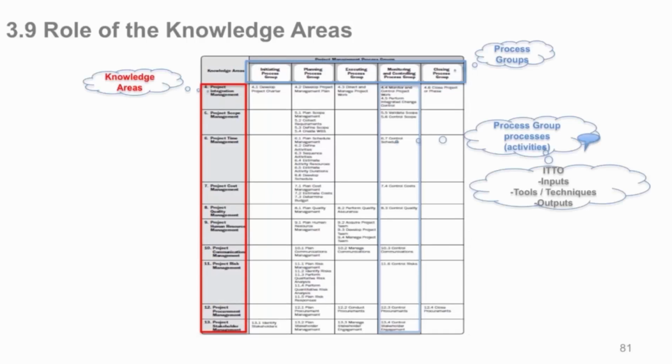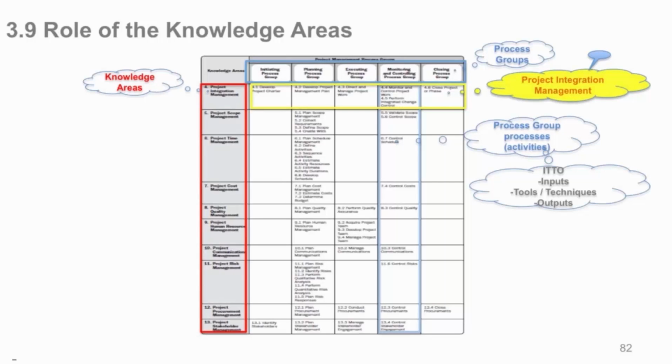So here we are again, knowledge areas on the left, process groups on the top. You have your process group activities in the middle. And what is not shown on this chart, but will be shown on your ITTOs, the input, tool, technique, and output diagram that we'll see later, are the actual inputs, tools and techniques, and outputs of each of these individual activities. Like this control schedule, 6.7, has its own multiple inputs, tools and techniques, and outputs. And they're shown on a different kind of diagram, which we'll see shortly.